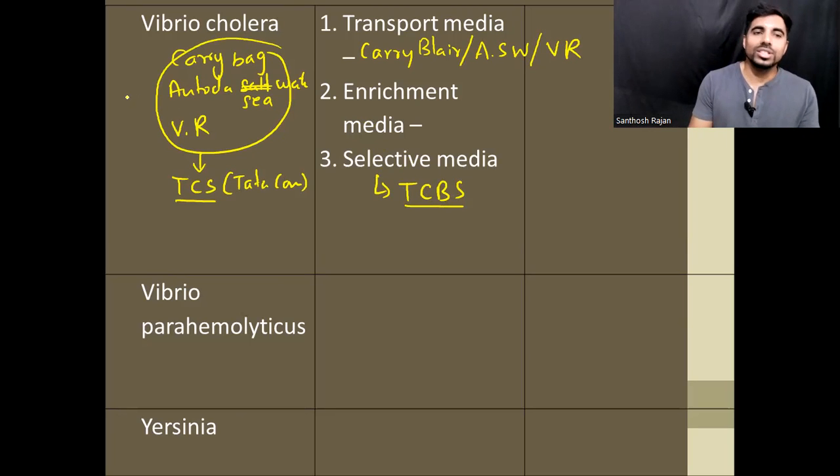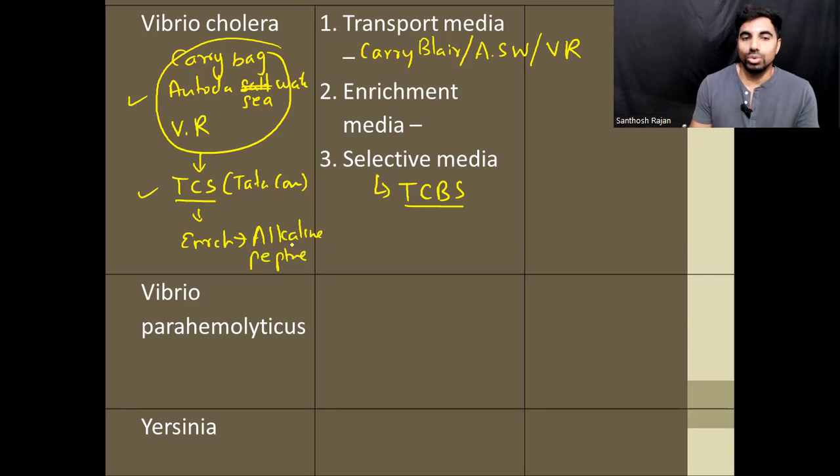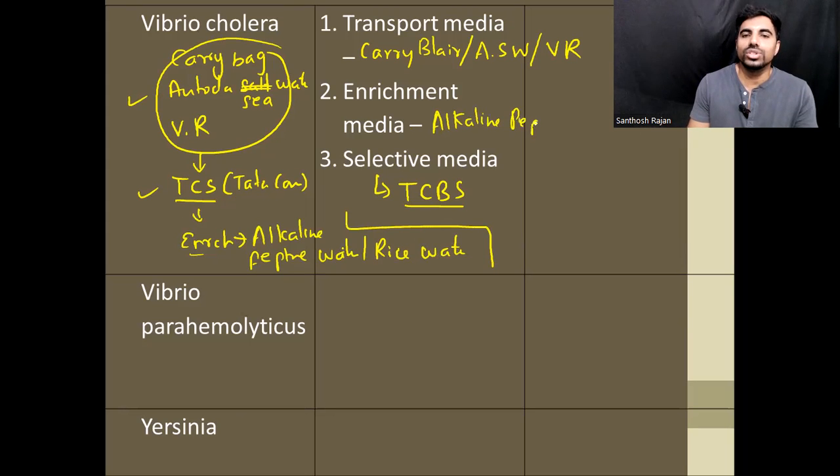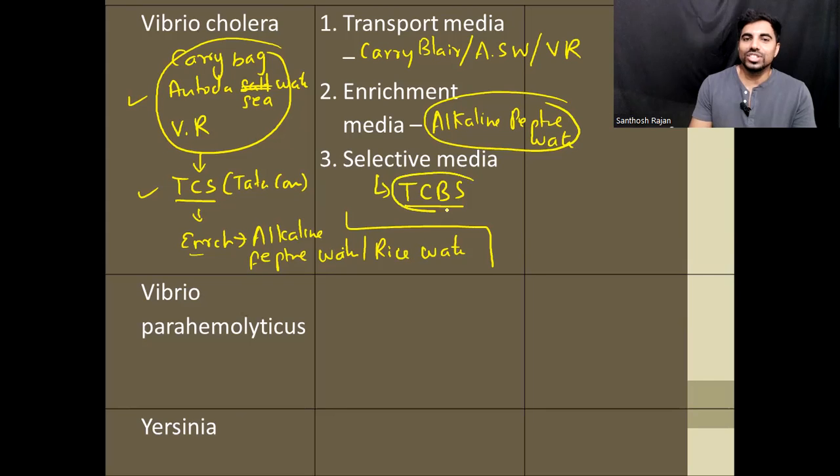Now she wants to be refreshed, enriched. She likes to be enriched. So for enrichment, what does she drink? Alkaline peptone water. She drinks peptone water. If you want to look beautiful, you drink alkaline water. And also she drinks rice water. Rice water is just for a clue, but ideally diarrhea caused by Vibrio cholerae is rice water. You got it? So enrichment is alkaline peptone water. You will have sure questions from here. Alkaline peptone water is for enrichment, and TCBS is the selective media.